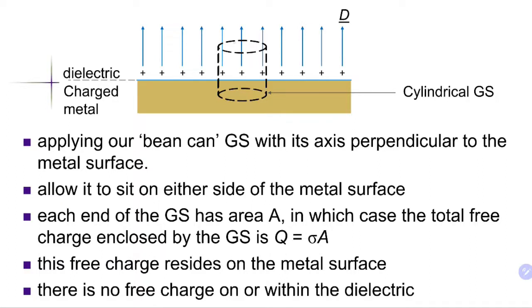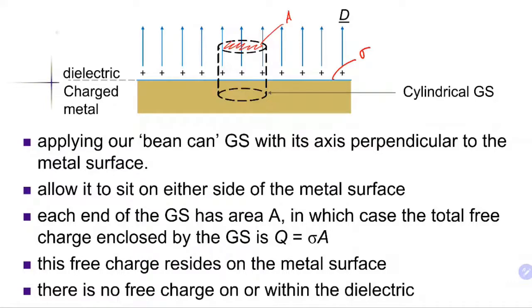And then we define, or we can call this surface here, my bin can surface on the top is A. Okay, so if this area is A, and our charge density on the surface here is sigma, the amount of charge that's confined inside this bin can will be this area A times the surface charge density.